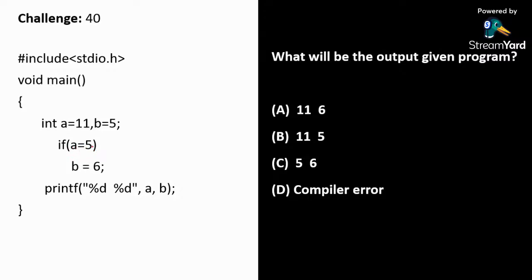But they're single. So it is assigning. So 5 is assigned to A. But since 5 is true, the condition is true. So B is also becoming 6. Now when I'm printing A and B, A value will be 5, B value will be 6. So that's why option C, 5, 6 gets printed. Clear? Moving on. Output here.